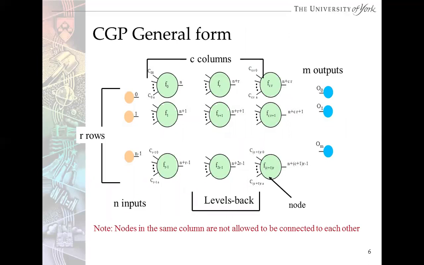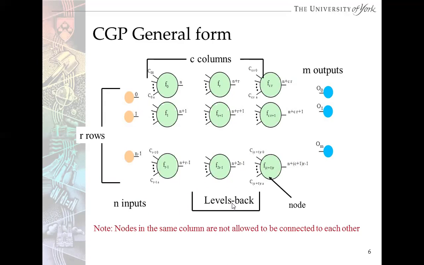CGP encodes a graph using a two-dimensional grid of computational nodes. The user decides how many rows and columns of nodes will be used. These are the rows, and these are the columns. The user also decides how columns of nodes should be connected. This is done using another user-defined parameter called levels back.